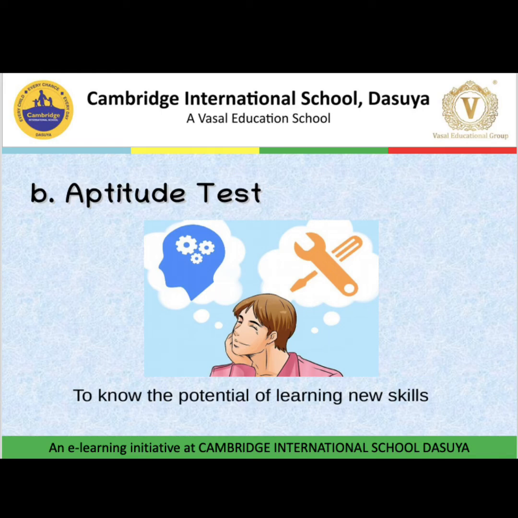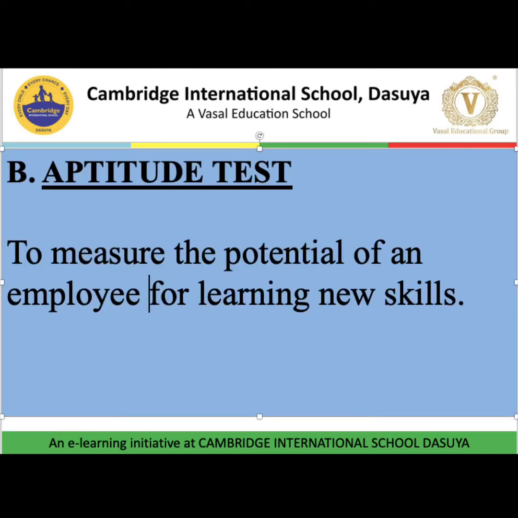Now next is aptitude test, to know the potential of learning new skills. Aptitude test helps to measure the potential of an employee for learning new skills. With the help of this test, we can come to know an individual's capacity or willingness to learn new skills for his personal development. This test is a good indicator of person's future success score. It helps to assess hidden qualities of an individual.